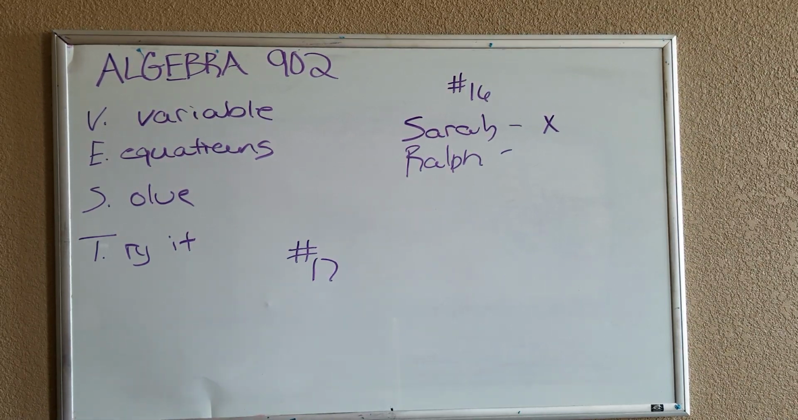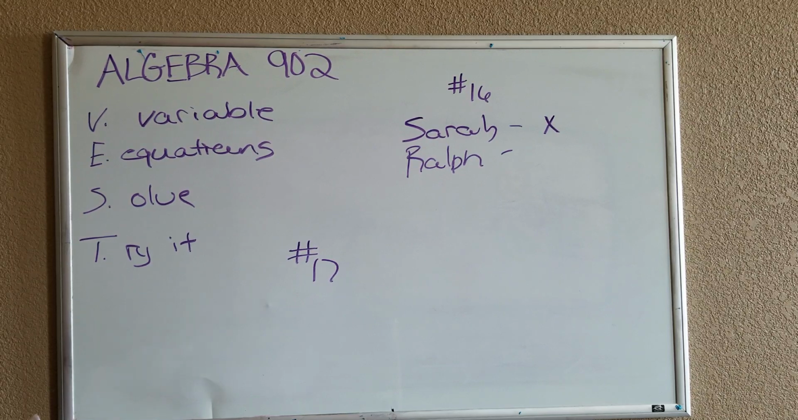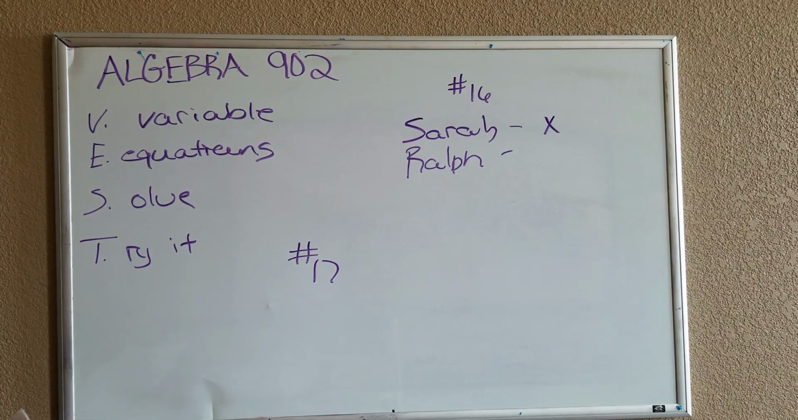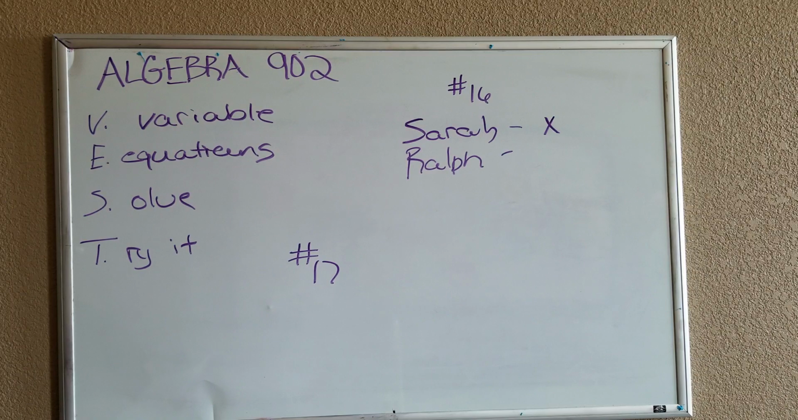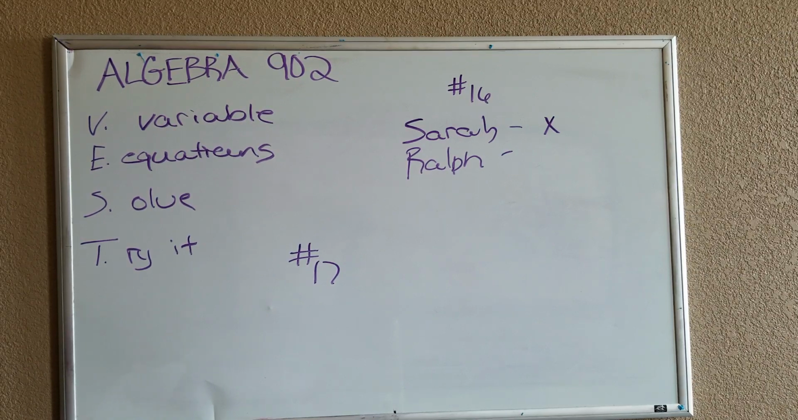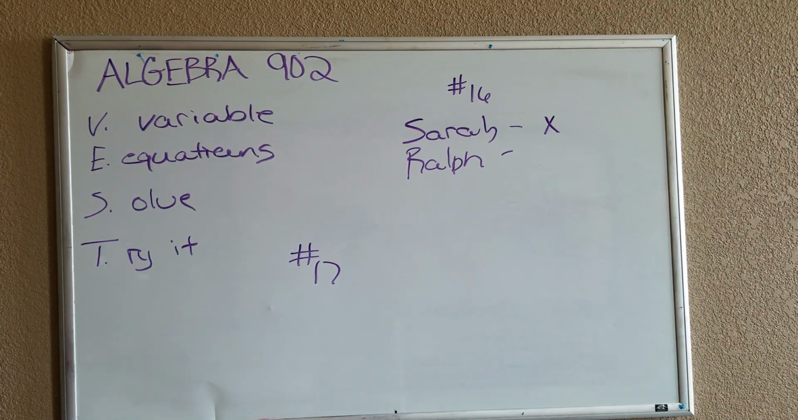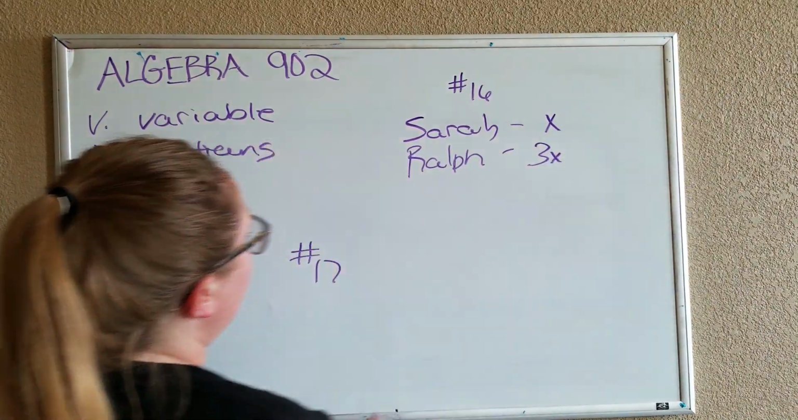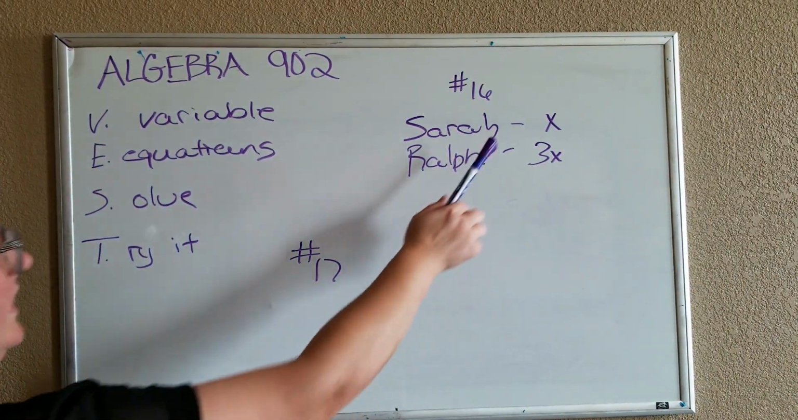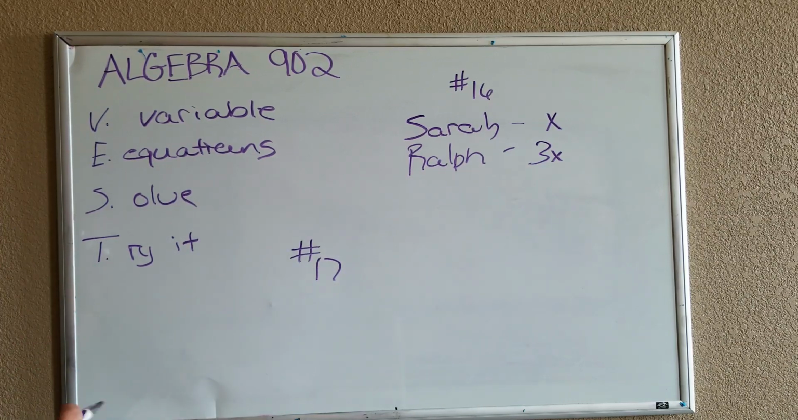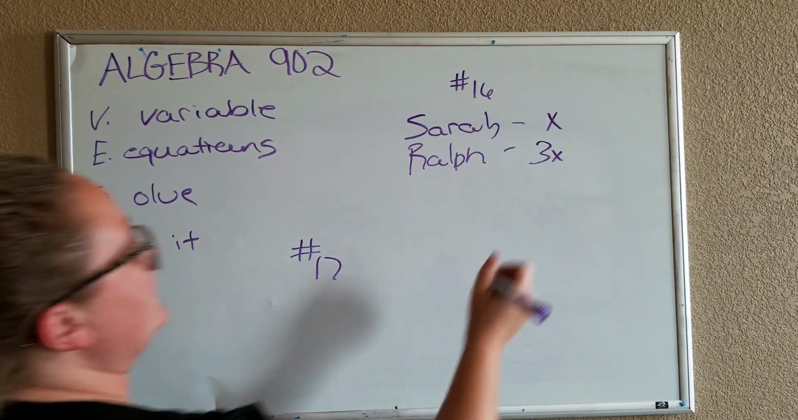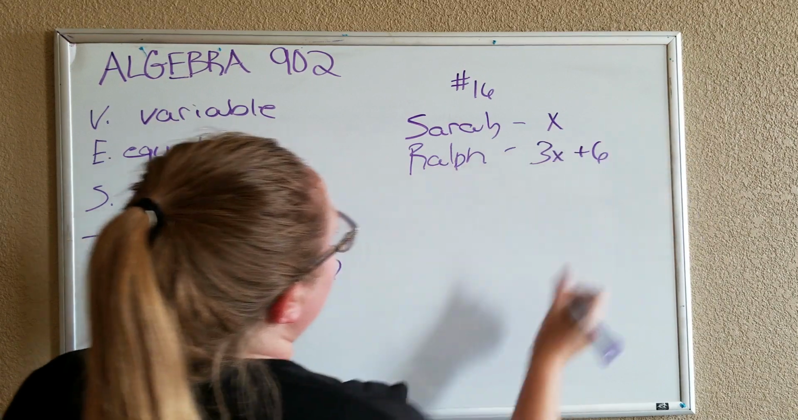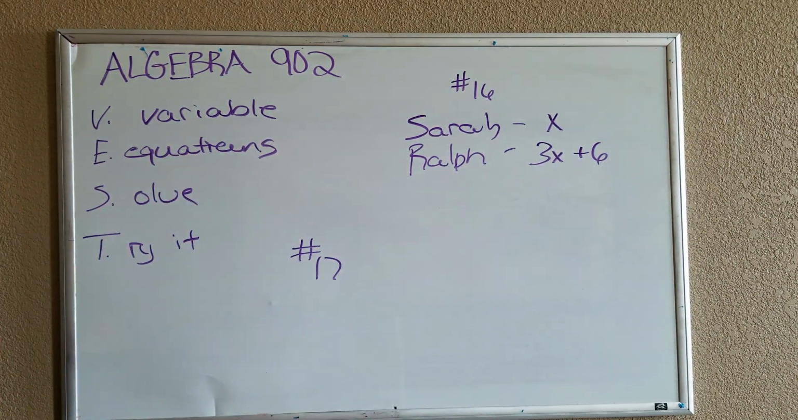So now we know that Ralph is 3 times as old as Sarah. That's what it says. So 3 times Sarah, and that's what they are now. Now to do in 6 years, you just add a 6. That's going to be Ralph's age in 6 years.